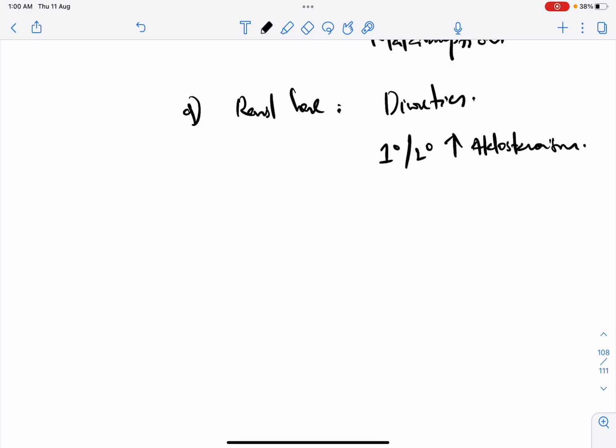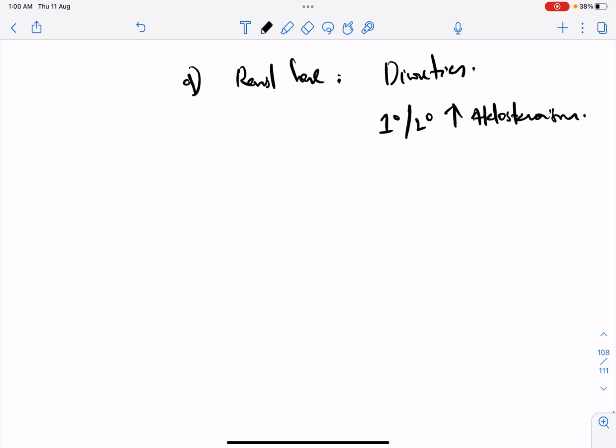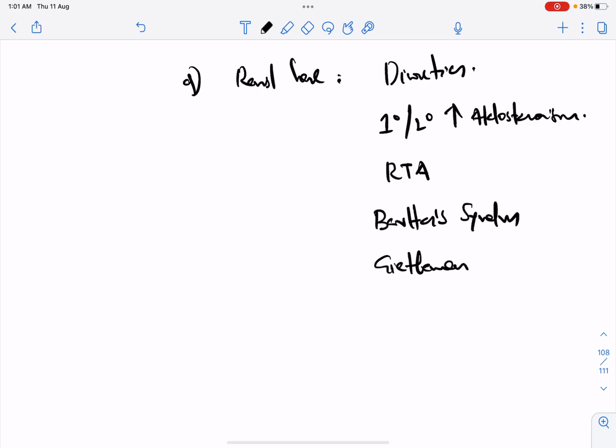The mechanism of aldosterone is excretion of potassium and H+ ion and absorption of sodium and water. So elevated aldosterone will increase the excretion of potassium. Now the third cause is renal tubular acidosis. It may also be seen in Bartter's syndrome or Gitelman syndrome. The mechanism of Bartter syndrome is like loop diuretics, and in Gitelman syndrome it is like thiazide diuretics.